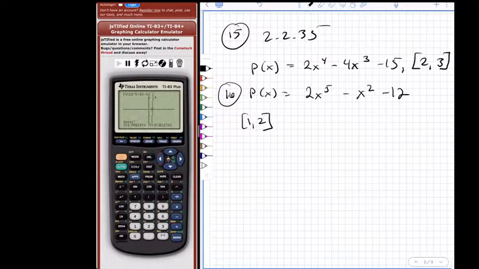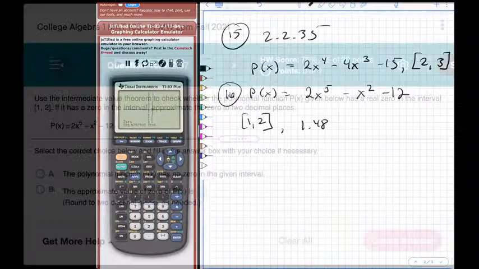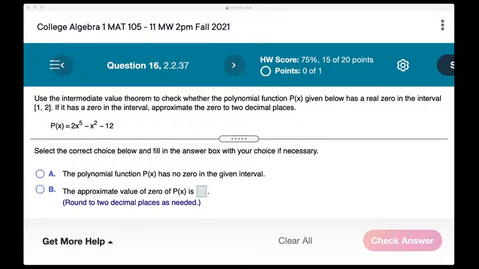So then we get a result. So instead of doing the back and forth on the tables, this one we get 1.479. So that's approximately 1.48. Okay, let's try that. Okay. So B, 1.48.